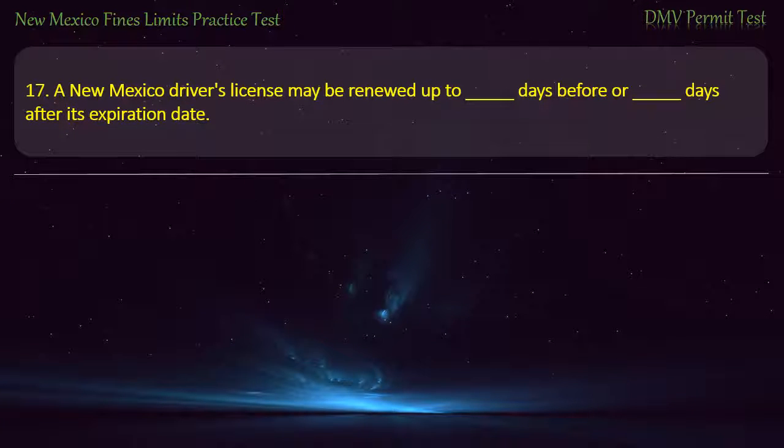Question 17. A New Mexico driver's license may be renewed up to days before or days after its expiration date. 60, 90. 60, 30. 30, 120. 90, 30. Answer. 90, 30.